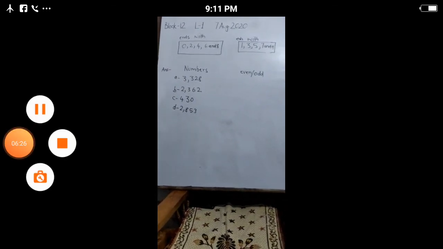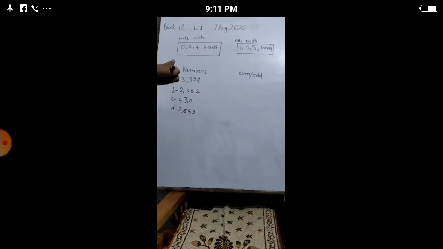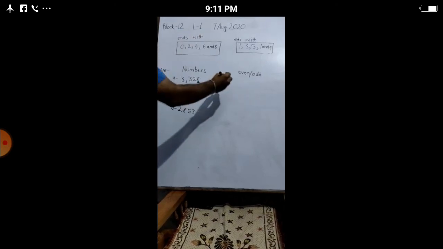So children, in a table you can see I have written 4 numbers. A is 3328, B 2362, C 430 and D 2853. So children, I told you the numbers that end with 0, 2, 4, 6, 8 are called even numbers and those numbers that end with 1, 3, 5, 7 and 9 are called odd numbers. So children, here you can see 3328 ends with 8. So 8 belongs to this table. So it is called an even number.